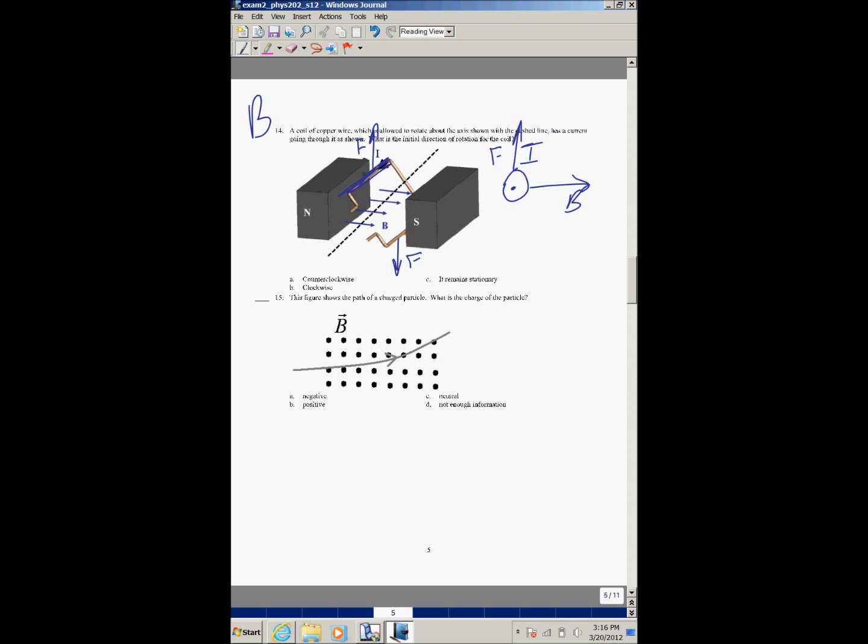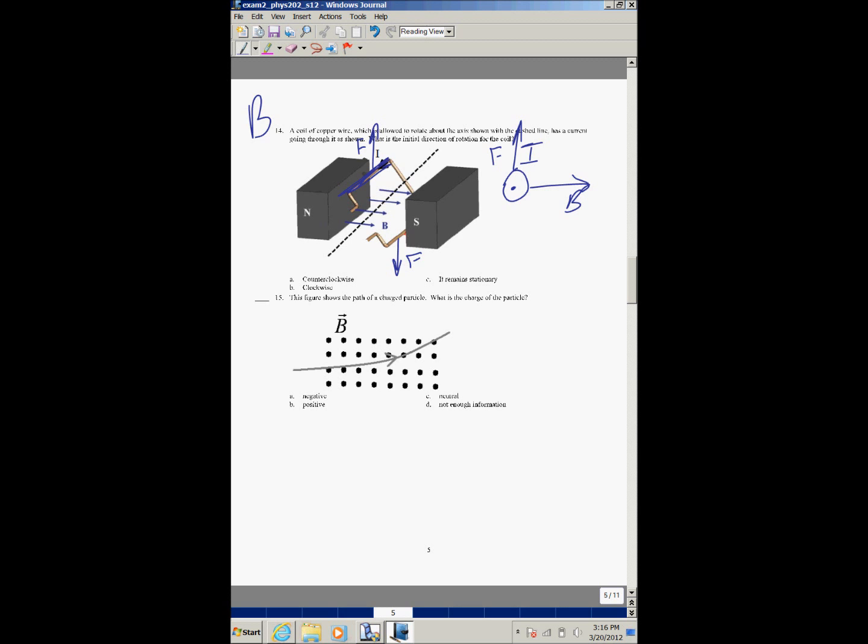Alright, so I'll just take this side right here. My current is out of the page, like that. My magnetic field is to the right. What is the direction of the force on that wire? That is going to be up. So on this side, my force is up. On this side, my force is down. That's going to cause a clockwise rotation.